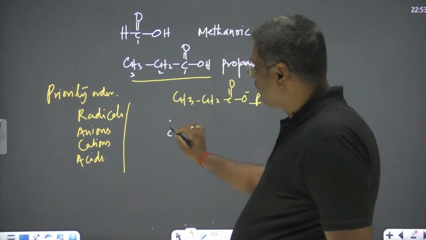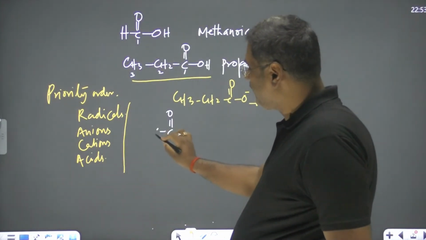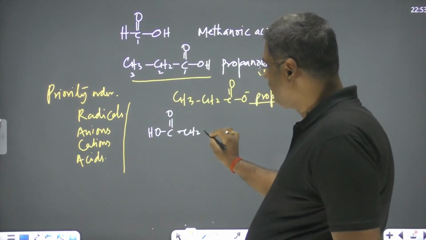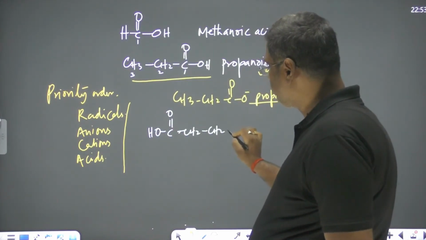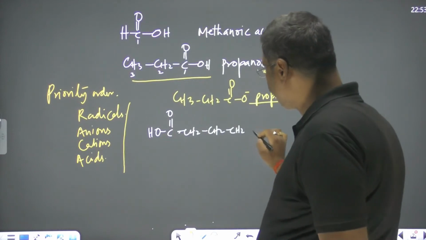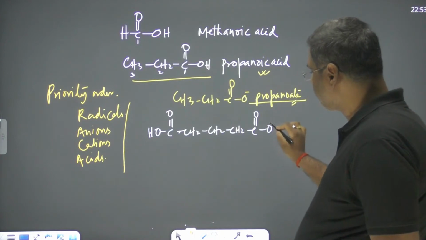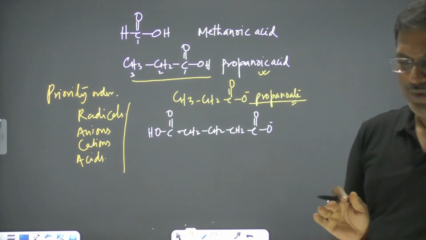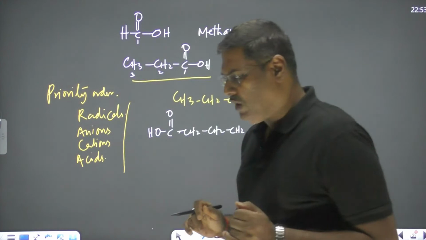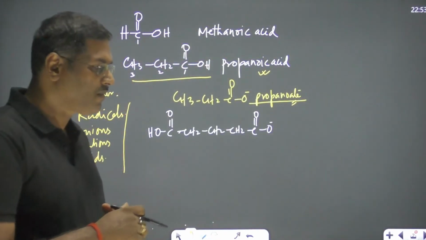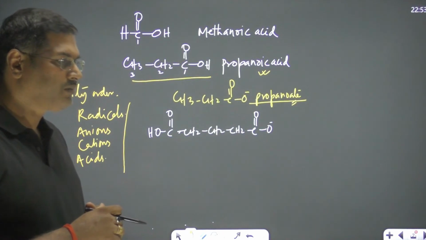I write here C double bond O and OH, CH2, CH2, CH2, and C double bond O, O minus. Very basic question I want to ask: how many functional groups are there in this molecule? There are two.